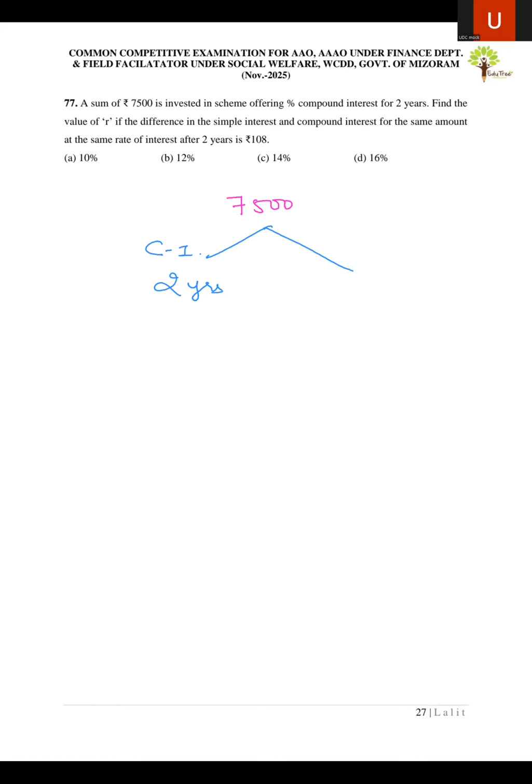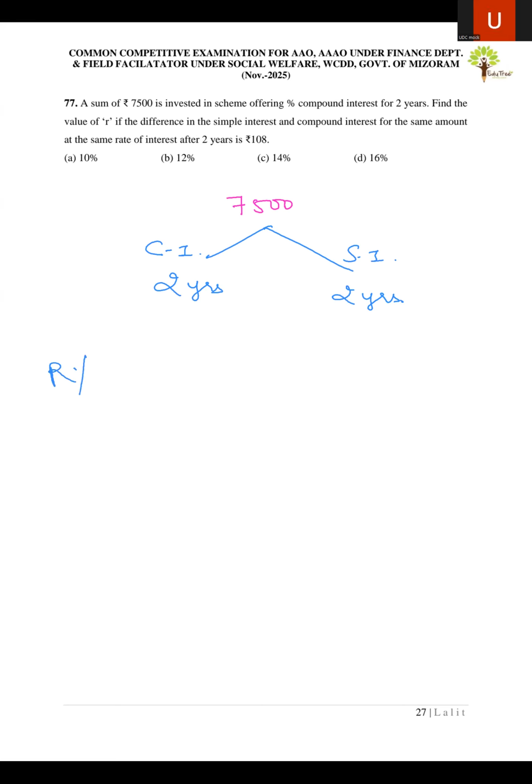Find the value of R if the difference in the simple interest and compound interest for the same amount at the same rate of interest after 2 years is 108. They're talking about 2 years. All right. And then the rate is what we have to find, R percent.